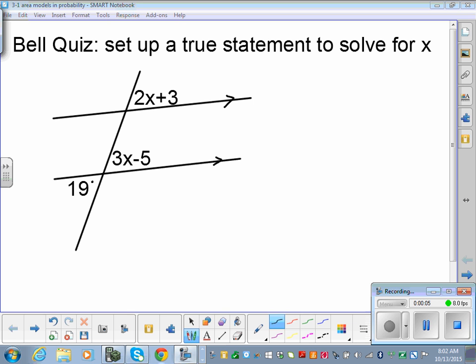Look at it and throw something together. It's going to be wrong. You've got to look at it and say, what do we have given in the picture and what do we know about the picture to set up a true statement?